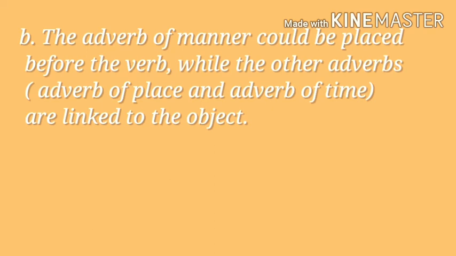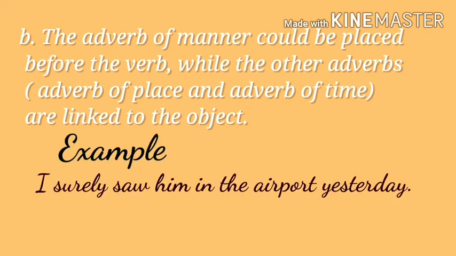The adverb of manner could be placed before the verb, while the other adverbs, adverb of place and adverb of time, are linked to the object. Example: I surely saw him in the airport yesterday. Surely is the adverb of manner. In the airport, adverb of place, and yesterday, adverb of time.